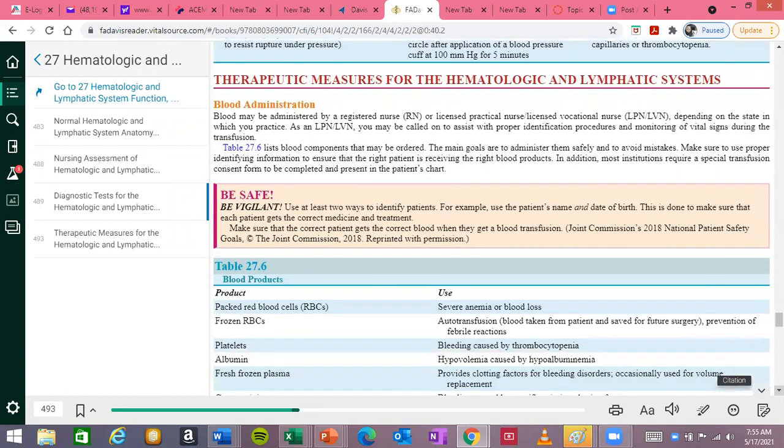And it's talking about blood administration. And typically in Michigan, an RN has to start a blood transfusion.